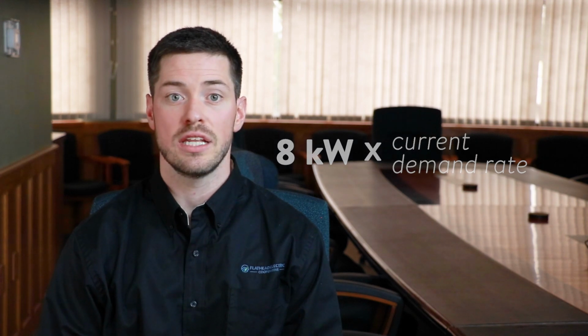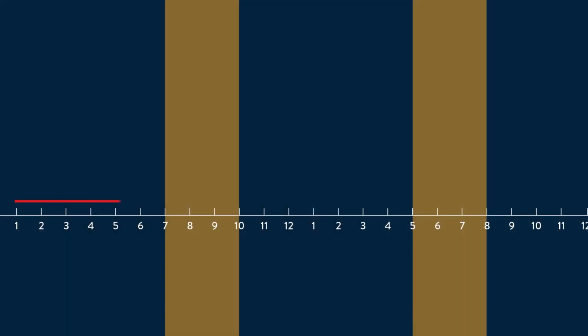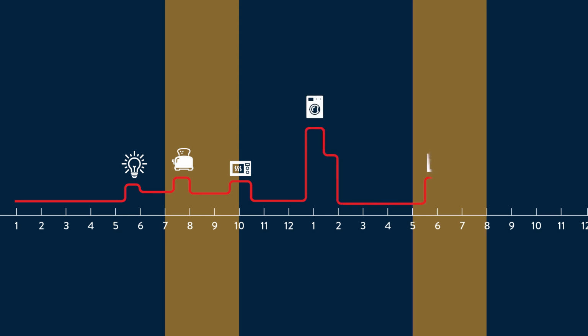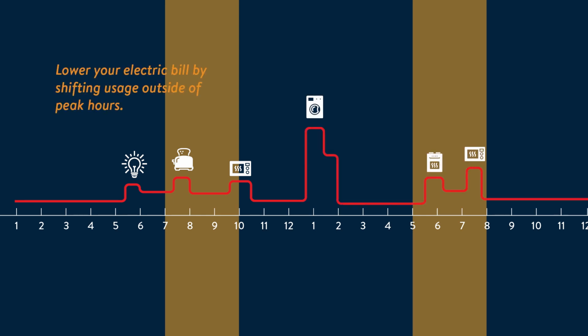This is why we say that if you shift your electric usage to off-peak times or spread out the use of large appliances during those peak hours, you'll reduce your electric bill. There's no way to eliminate a demand charge on your bill, but you can decrease it by shifting your behavior.